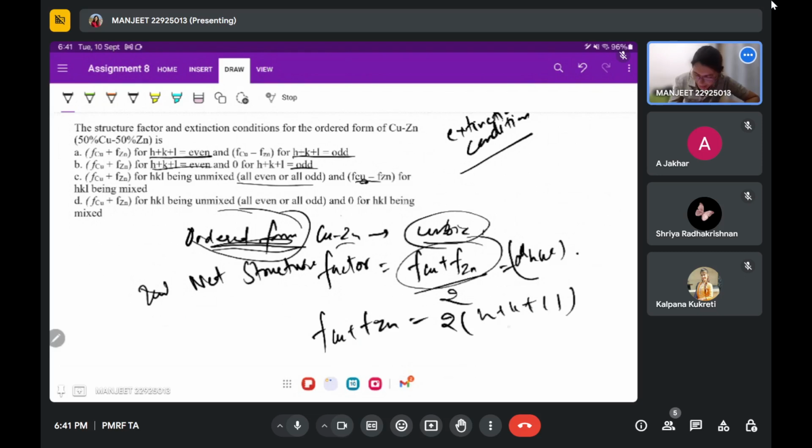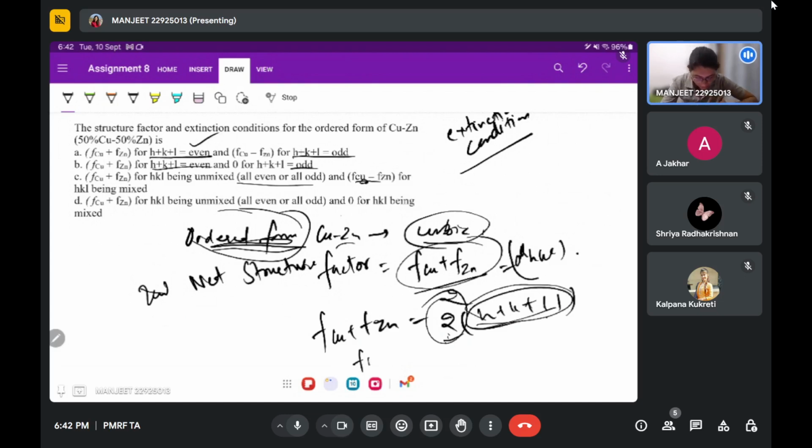So HKL should be such that, if this is giving you some constant value, then it is allowed. If it is not, then this will not give you the diffraction condition. For this one, if H plus K plus L is even, this will be even, okay, this will give you the diffraction.